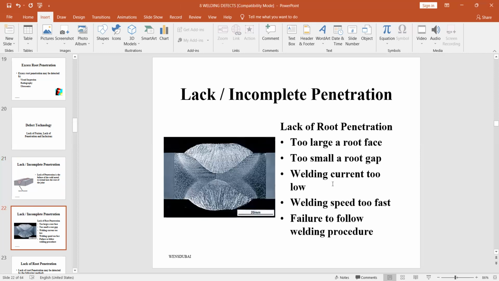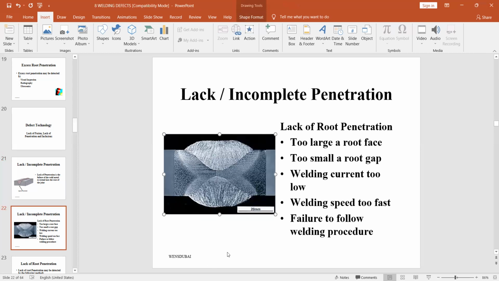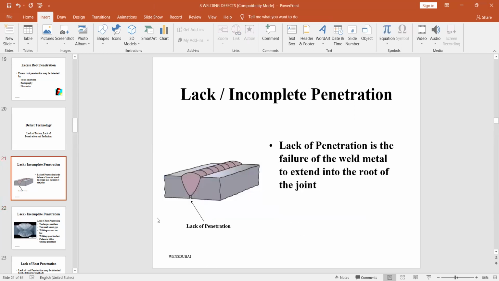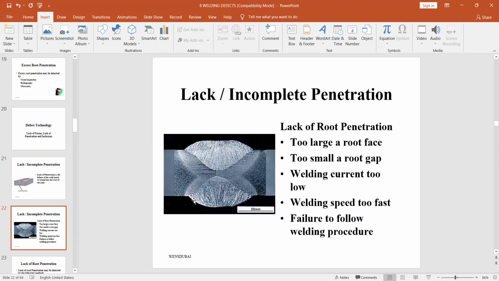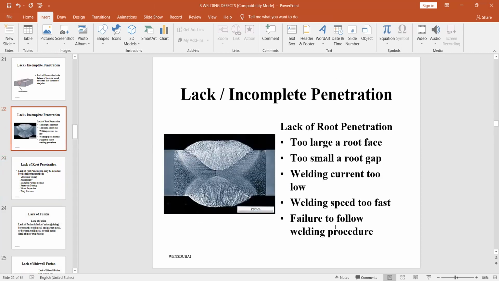Then the welding current too low. If current is low, then melting rate is low, and if melting rate is low, then this weld is not filled up to here, and you will get the problem. So failure to follow. Then welding speed too fast, means welder is doing welding very fast, means electrode traveling speed is very fast, so you will get incomplete penetration.